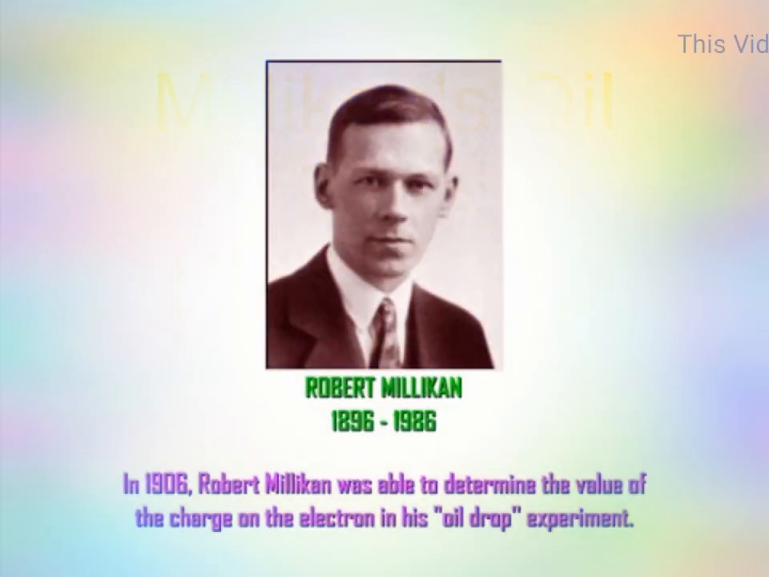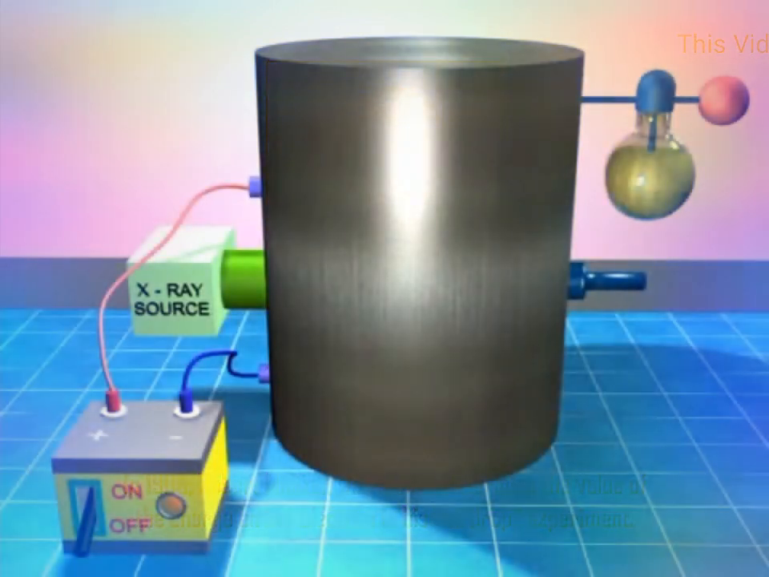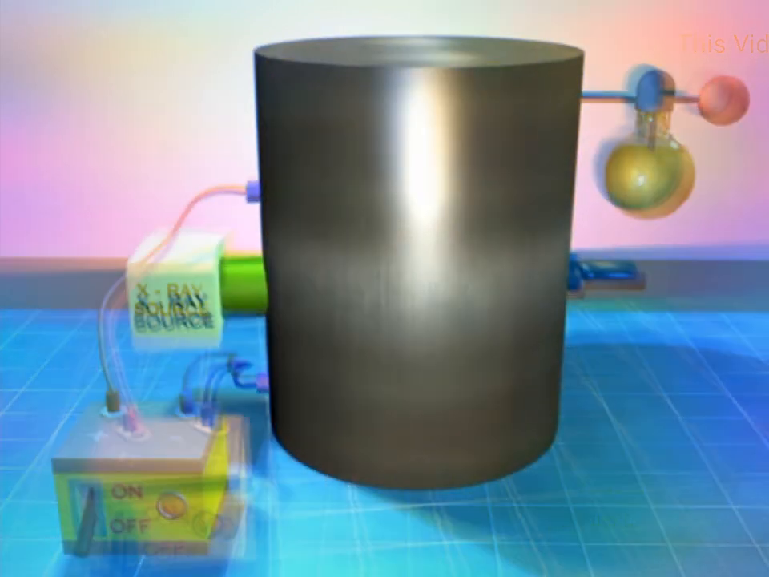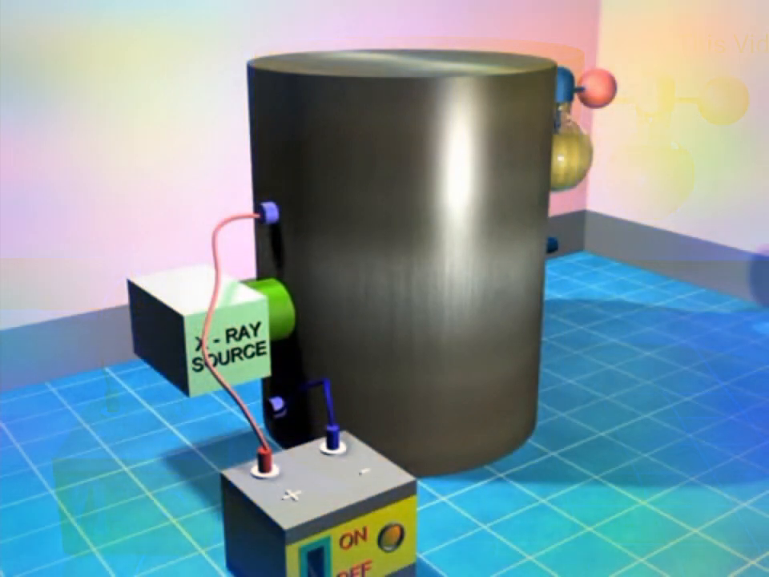In 1906, Robert Millikan was able to determine the value of the charge on the electron in his oil drop experiment. A schematic of his experiment is shown here. It has an X-ray source placed over here and a high DC voltage source over here, capable of providing a potential difference ranging up to 10,000 volts.